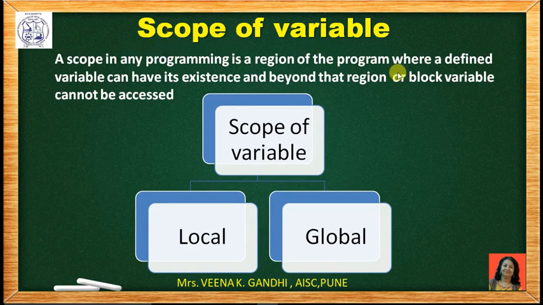Next, scope of the variable. The scope of a variable in any programming language is a region or part of the program where the defined variable can have its existence, and beyond that region or block the variable cannot be accessed. The scope of variables is of two types: local scope or block scope, and second is global scope or file scope.